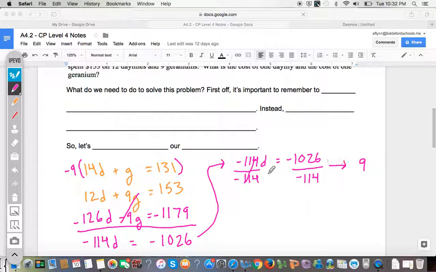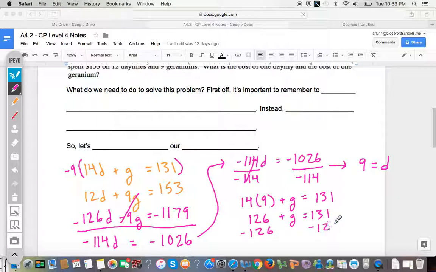Okay, so what am I going to do with that 9? Well, since I know what D is, I'm going to pick one of my two equations and plug 9 in for D. So I'll pick this top one right here. So I have 14 times 9 plus G equals 131. Okay, so 14 times 9, that's 126, plus G equals 131. Okay, so I'll subtract 126 on both sides. That cancels, so I have G equals 5. So, let me erase this over here real quick.